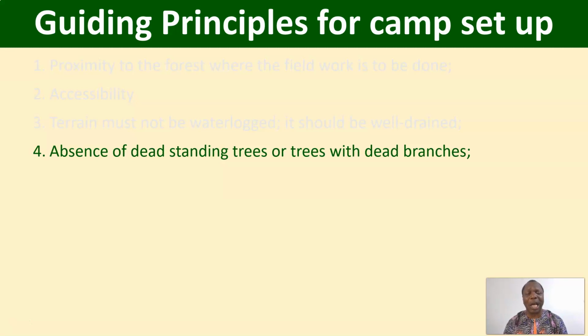And when wind blows at night, for example, when everybody is sleeping or even at daytime, any of the dead branches can fall off. Any of the dead standing tree can be uprooted by wind. And God forbid that it falls on your tent with people sleeping already on their camp beds inside the tent. That's very dangerous. So for that reason, you ensure that there should be no dead standing tree and no tree with dead branches in the place where you are setting up your tents.